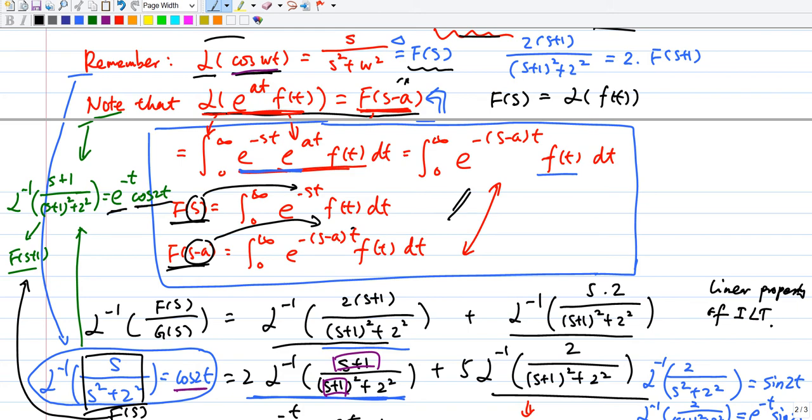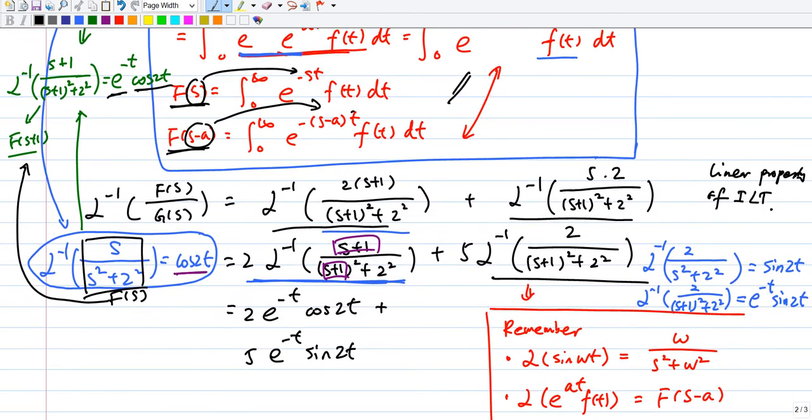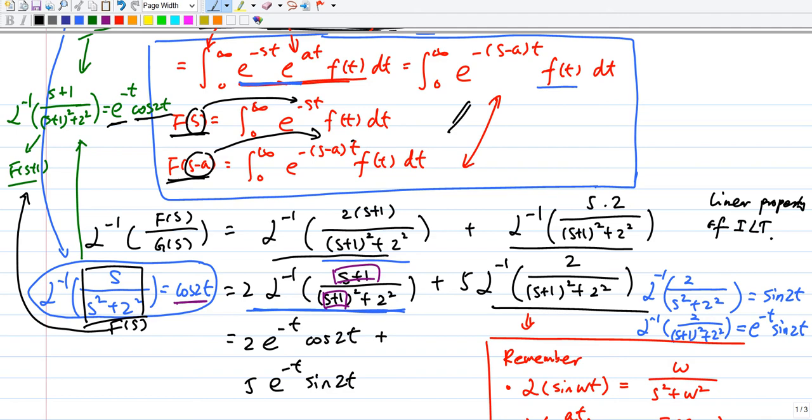The reason I have e minus t is because I change from F(s) to F(s plus 1). So according to this property, I can say this inverse is e minus t times cosine 2t. Okay? So that's why I got the first one. The first one took 2 steps. I figured out the first one is e minus t times cosine 2t. Now I'm going to look at the second one.